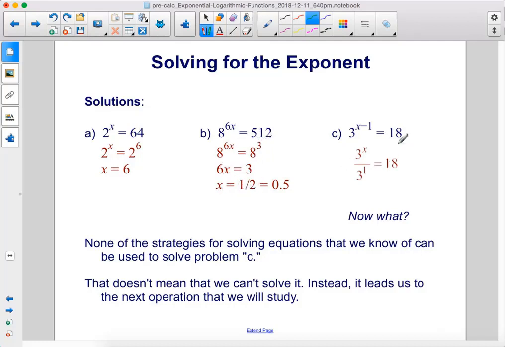1/2. Over here, we have 3 to the x over 3 to the 1st power equals 18. Now what? None of the strategies for solving equations that we know of can be used to solve problem C. That doesn't mean that we can't solve it. Instead, it leads us to the next operation that we will study.